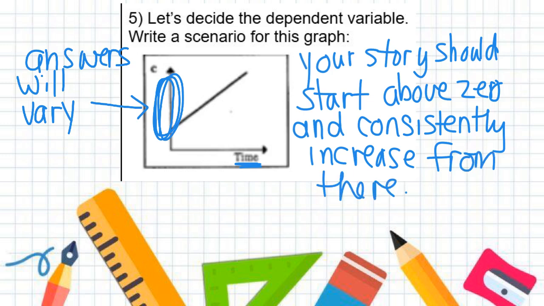So you'll notice we have a y-intercept that is not 0. So make sure whatever you're talking about at the beginning, you have a little more than 0. And then it's going to increase consistently from there.